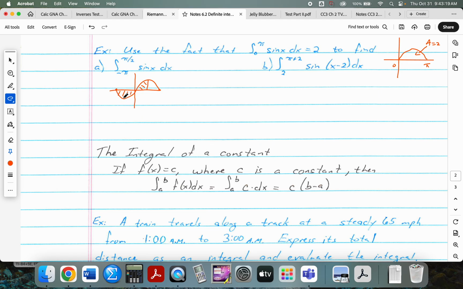Because this first arch is below the x-axis, we're going to take the opposite of its area. So that'll be negative 2 plus, because of symmetry, I can say, well, I only went to pi over 2. That's going to exactly split this in half, and the whole area was 2, so this area is 1. So my answer is negative 1.